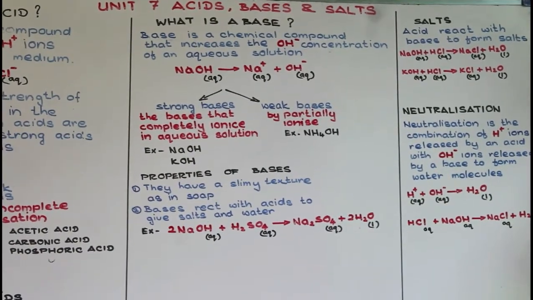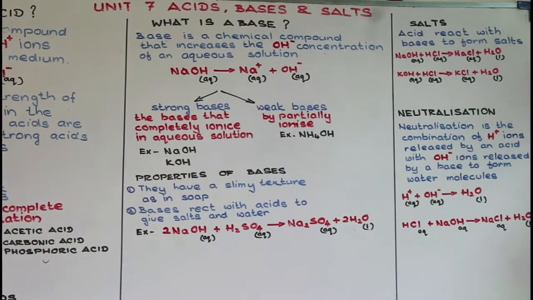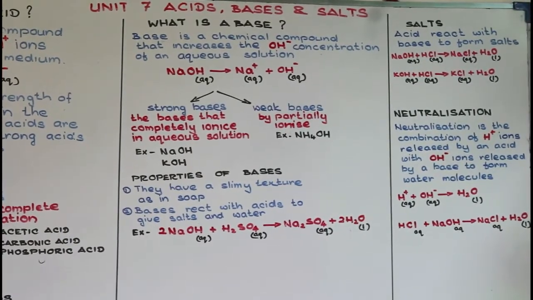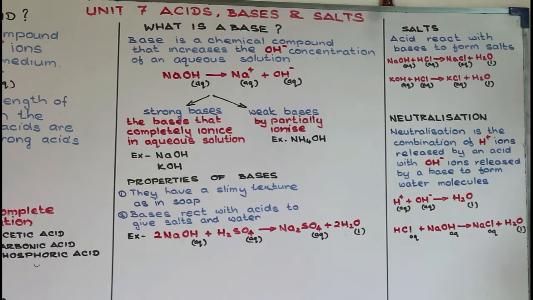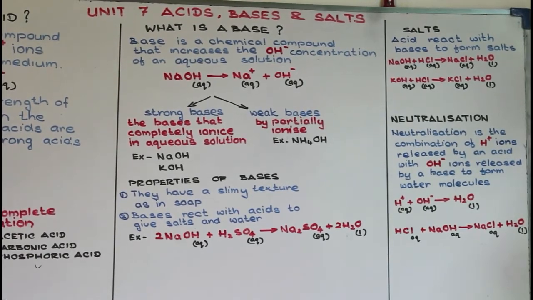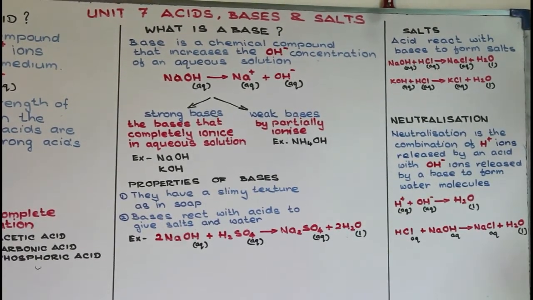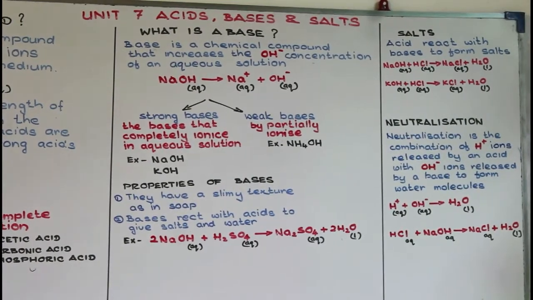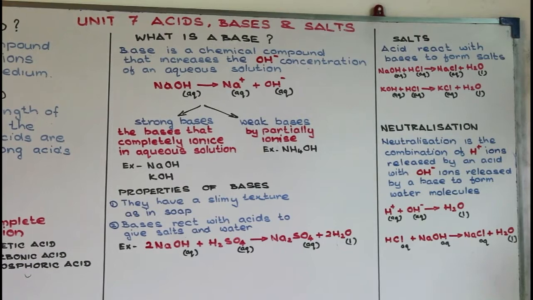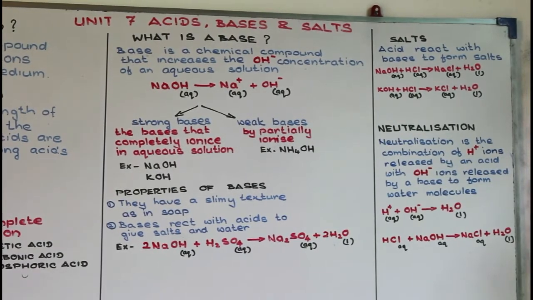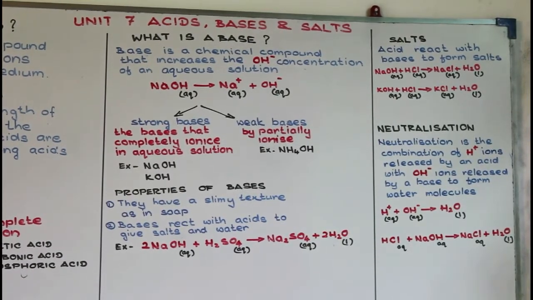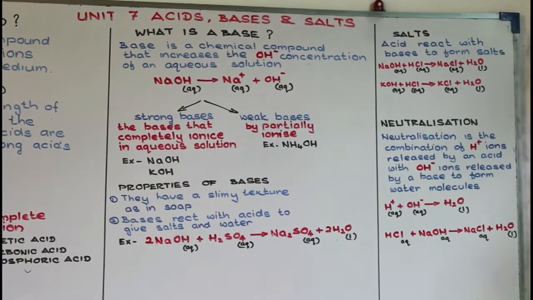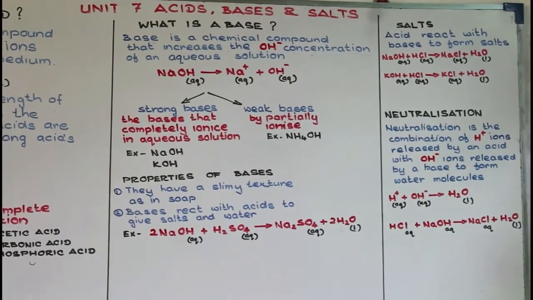Then magnesium hydroxide, it is a weak base, right? There are some uses of magnesium hydroxide. The first one, it is used as an antacid, to give medicine for acidity in stomach. Right, magnesium hydroxide is used to produce milk of magnesia.